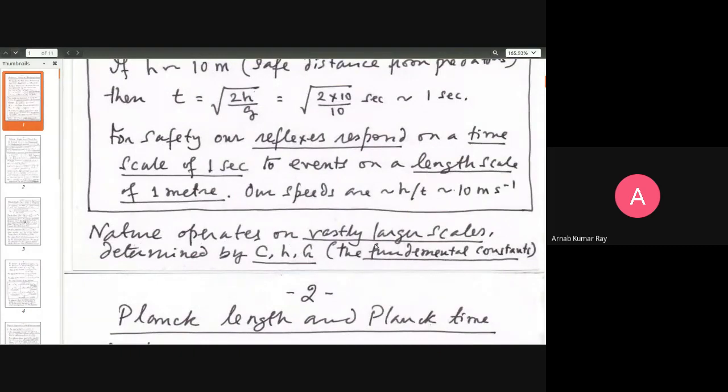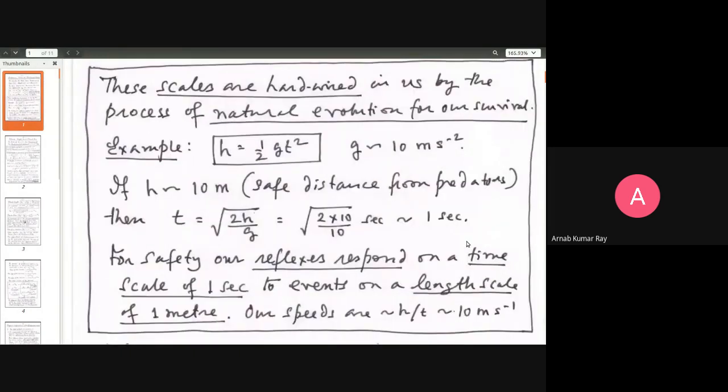Nature operates on vastly larger scales. And to be able to understand the physical universe, we need to understand those scales as well, transcending the limitations set upon us by nature. Anyway, I shall stop here.